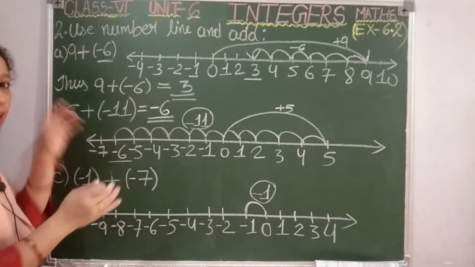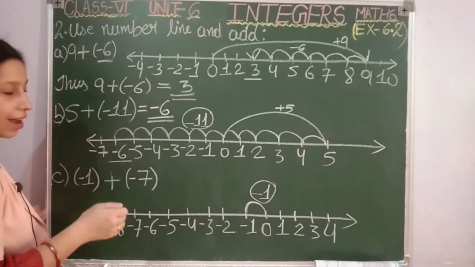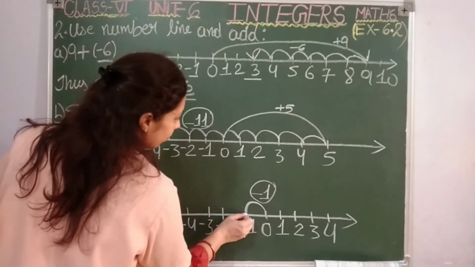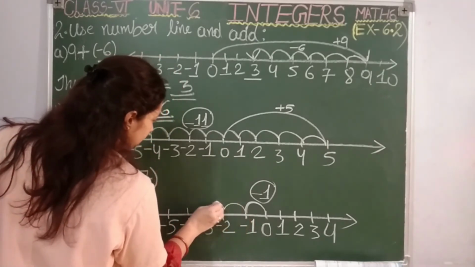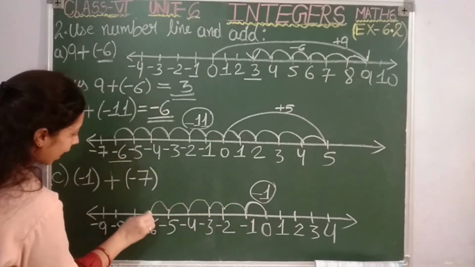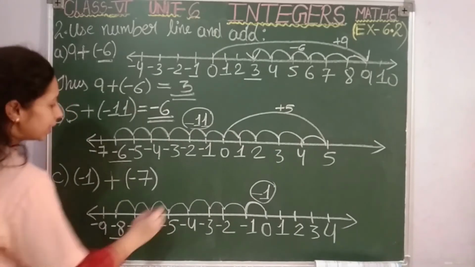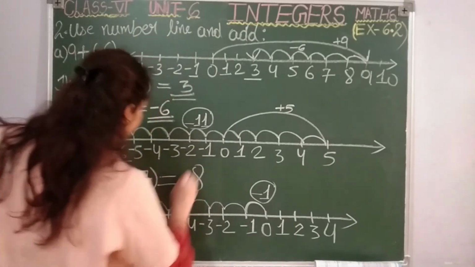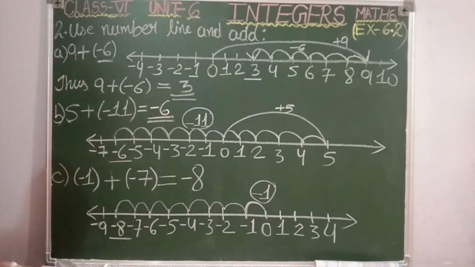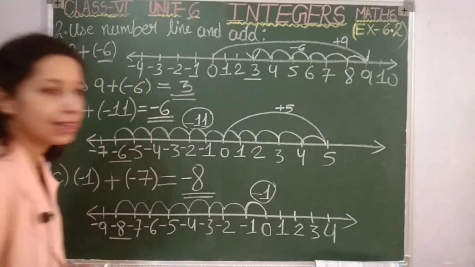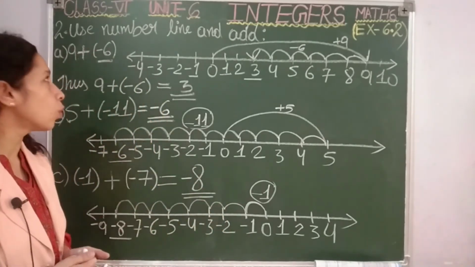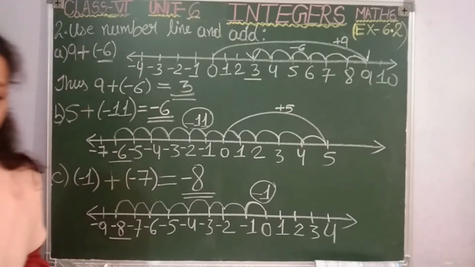For minus 7, I told you, for minus come to the left side. So 7 steps to the left I'll be taking. 1, 2, 3, 4, 5, 6 and 7. I am reaching at minus 8, students. It means minus 1 plus minus 7 will give us minus 8. Like this we add the integers, students. Note it down and then we'll see the next question.